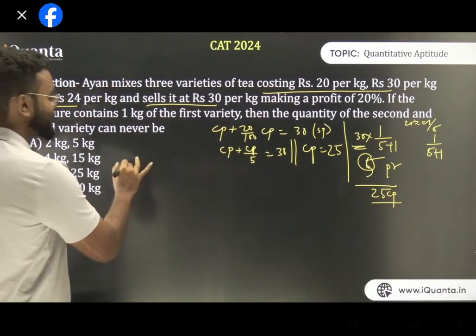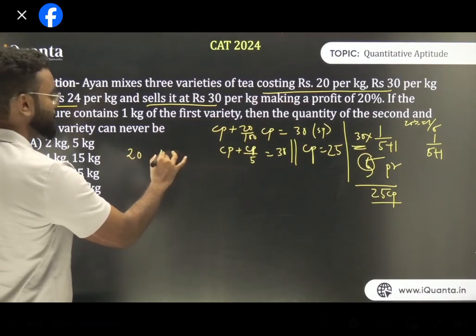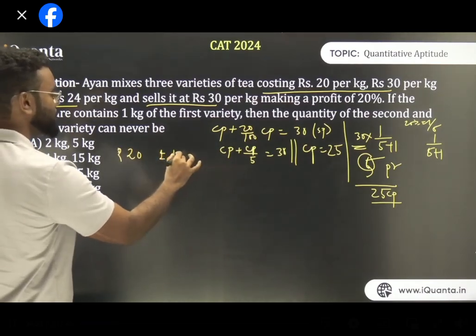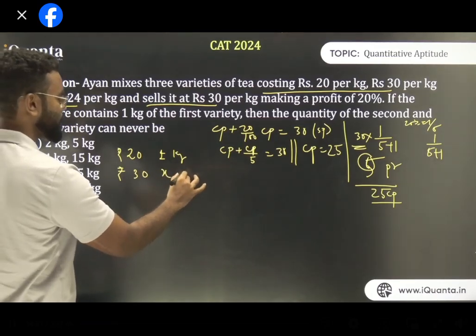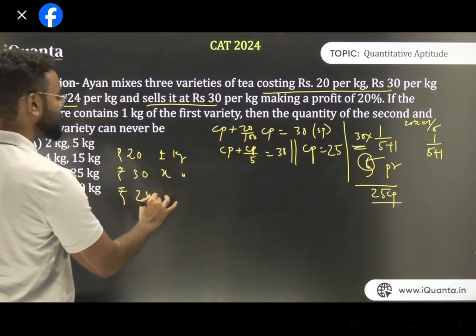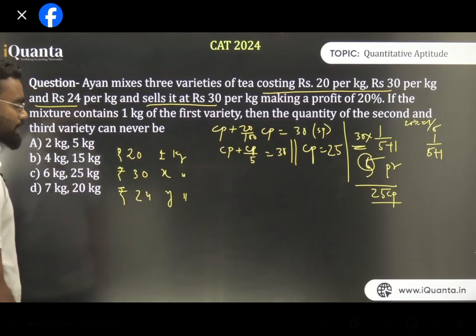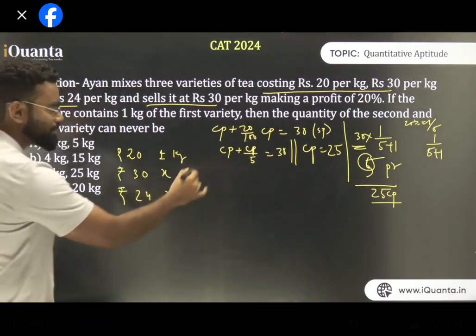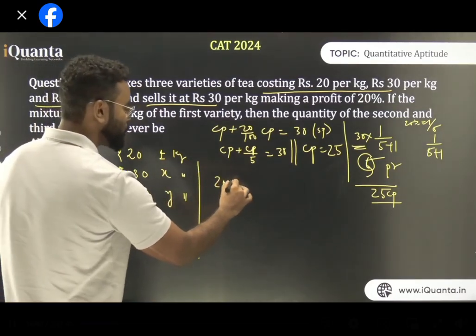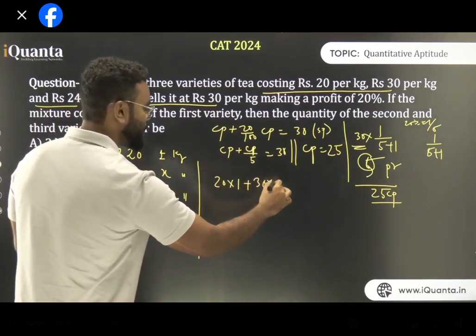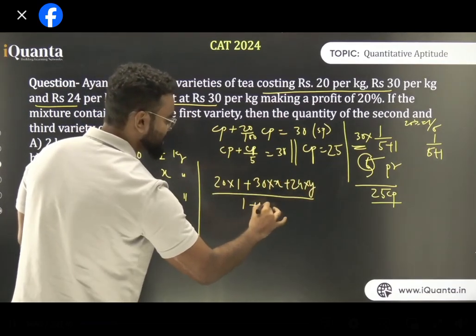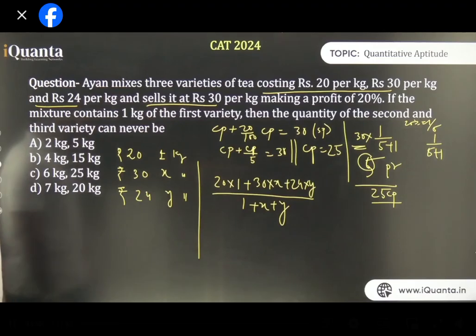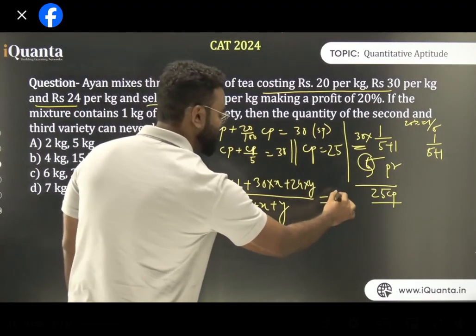Now what you need to do: let's say rupees 20 is how much? 1 kg. Rupees 30 is how much? Let's say x kgs. And rupees 24 is how much? Let's say y kg. Fine. So what is your overall average? The overall average by the mixed allegation method is nothing but 20 into 1 plus 30 into x plus 24 into y, divided by 1 plus x plus y. This is the method of mixed allegation, or the method of weighted average. Clear? So if this is the same, this has to be equal to 25.